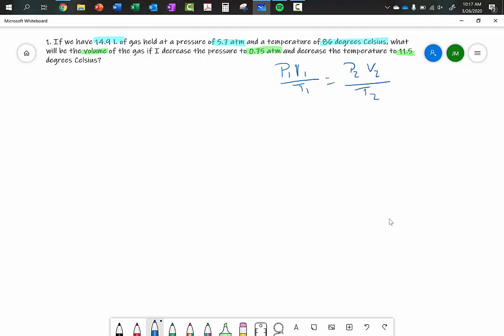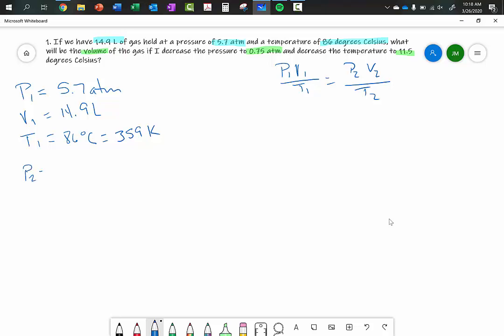So let's go ahead and see what we got here. Initially I have a pressure of 5.7 atmospheres. I have an initial volume of 14.9 liters. And I have an initial temperature, or a T1, of 86 degrees Celsius, which is equal to 359 Kelvin, because of course I will never work out these problems in degrees Celsius. That's not how it works.